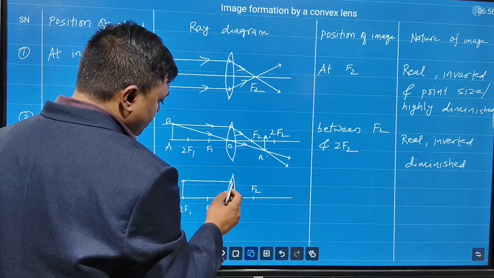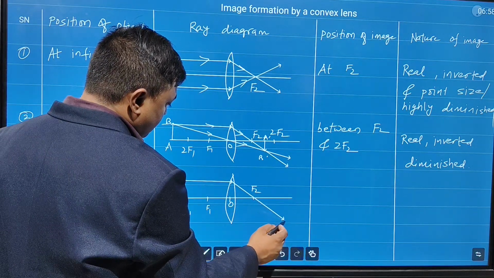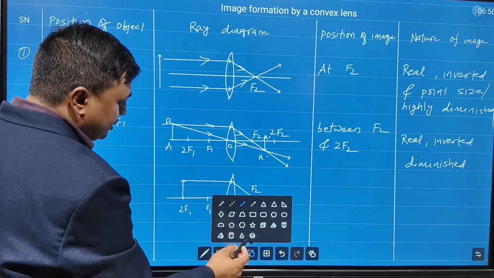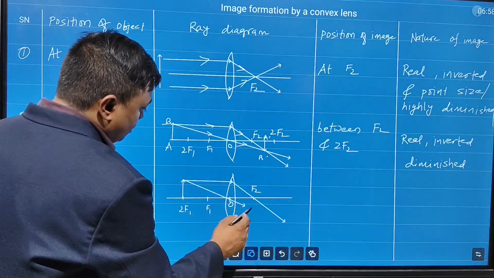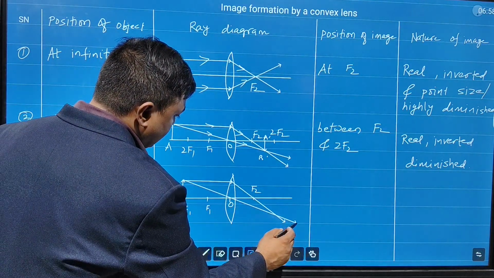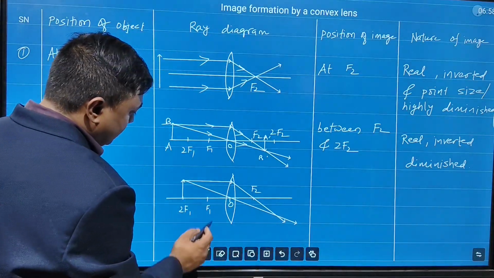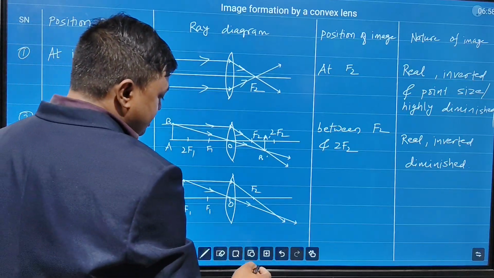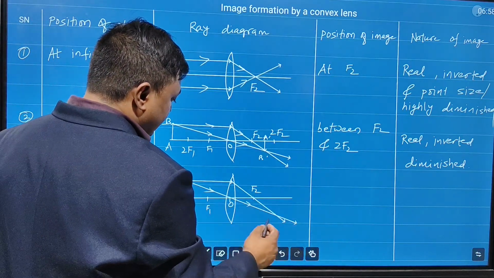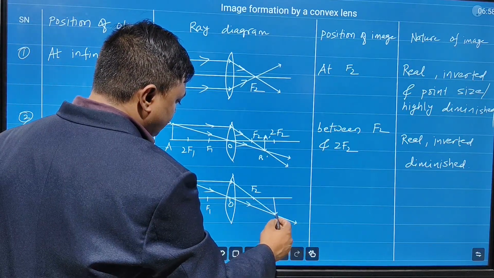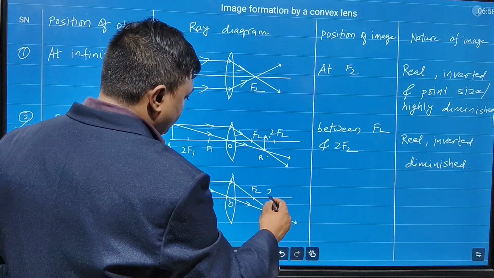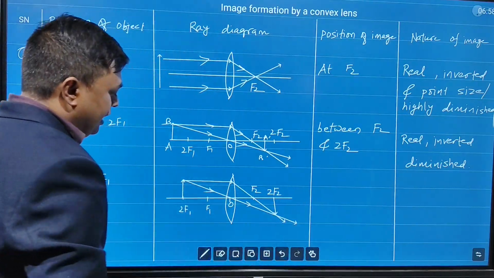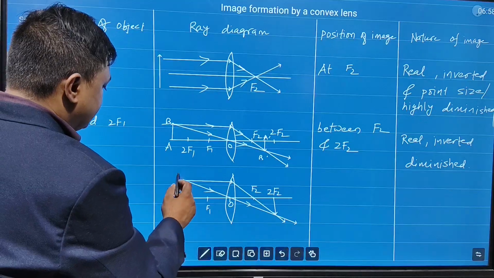Yes or no? For the second light ray, take one passing through the optical center. Once it is passing through the optical center, it will go undeviated. You can see it go undeviated. So the image is meeting here. Here only the image is formed. This point is nothing but 2f2. Okay, so in this case, the image size is the same.